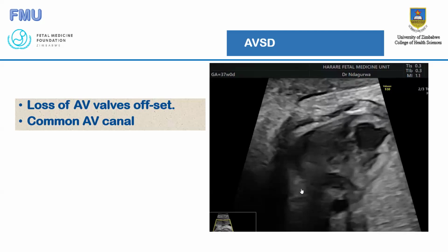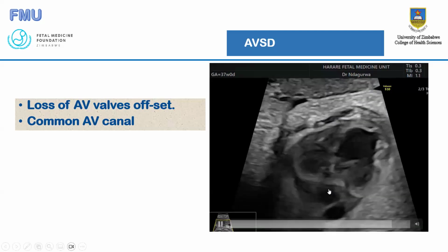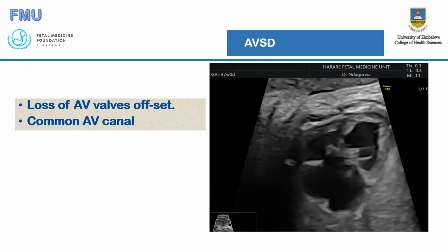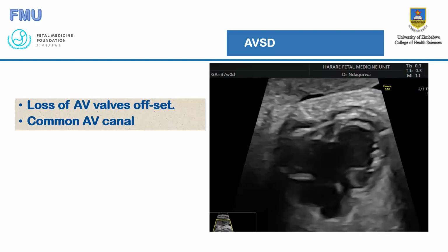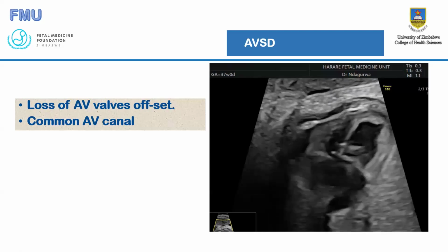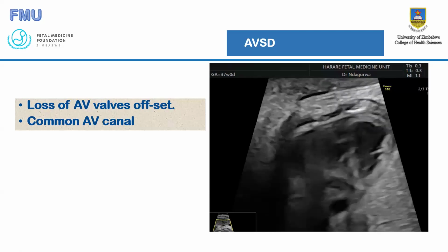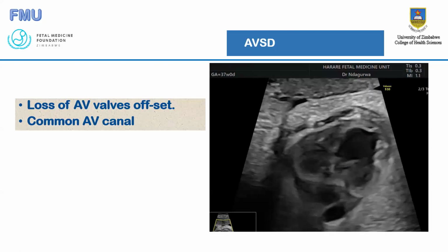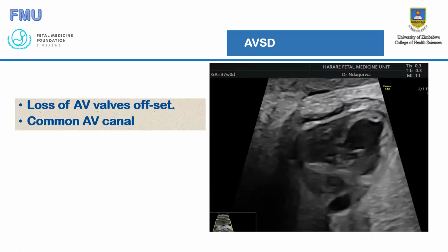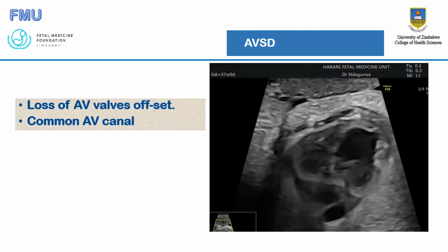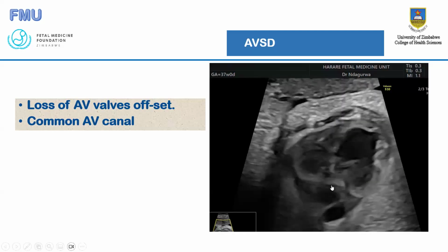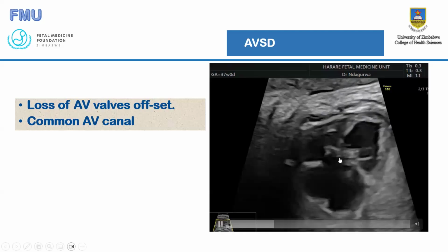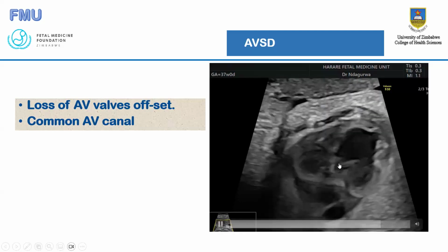So the first answer I've got is 3-chamber view. Fine. Maybe we can say loss of 4-chamber view, right? But it's never a 3-chamber view. If you look carefully, it's not a 3-chamber view. It's still a 4-chamber view, but with a large atrial septal defect and also a ventricular component, which make it an AVSD.